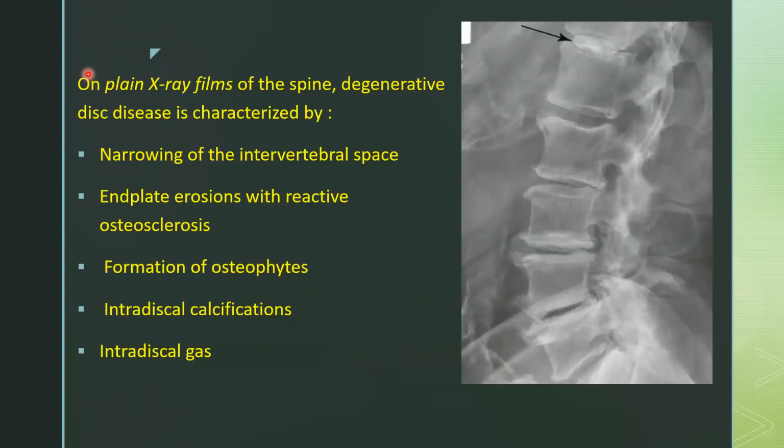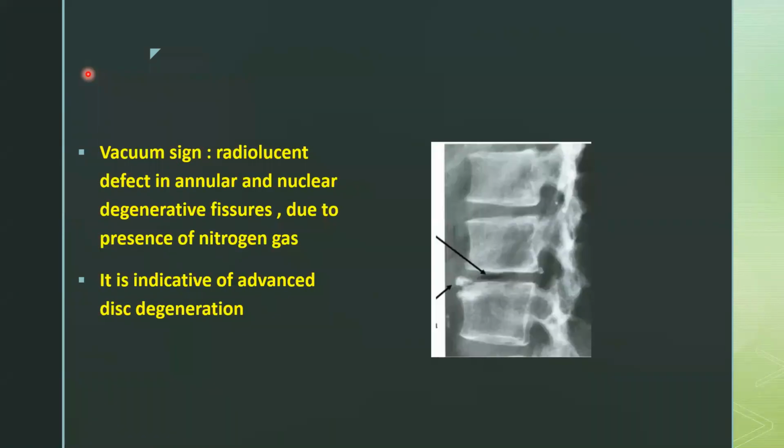On the plain X-ray films of the spine, degenerative disc disease is characterized by narrowing of the intervertebral space, endplate erosions with reactive osteosclerosis, formation of osteophytes, intradiscal calcifications, and intradiscal gas. Vacuum sign is a radiolucent defect in the annular and nuclear degenerative fissures due to the presence of nitrogen gas. It's indicative of advanced disc degeneration.